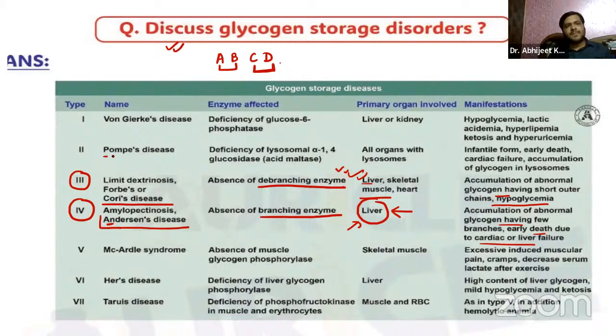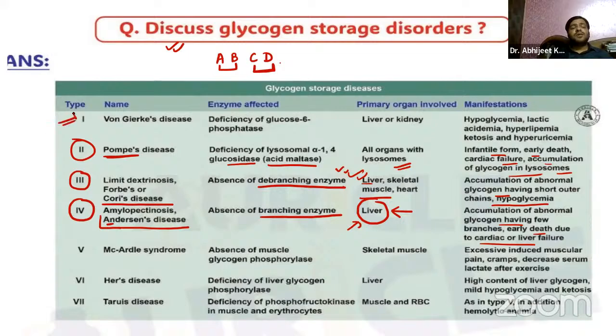Coming on to Pompe's disease. Pompe, one of my friends was Pompe. Yeah, glycogen storage disorder 2. You already know there is a deficiency of lysosomal alpha-1,4 glucosidase, acid maltase, right? So all organs with lysosomes are affected. Yes, the suicidal bags of the cells, you have already discussed this in 11th class, right? Infantile form, early death, cardiac failure would be there, accumulation of glycogen in lysosomes. I told you, some part of glycogenolysis, about 20%, occurs in lysosomes also. So that is Pompe's disease. Okay, Pompe's disease.